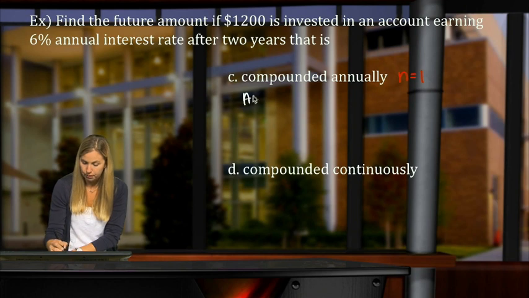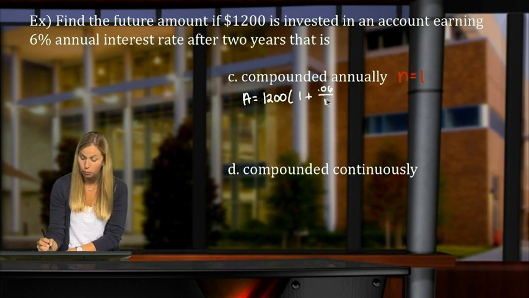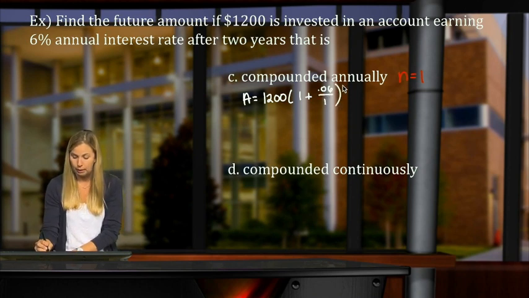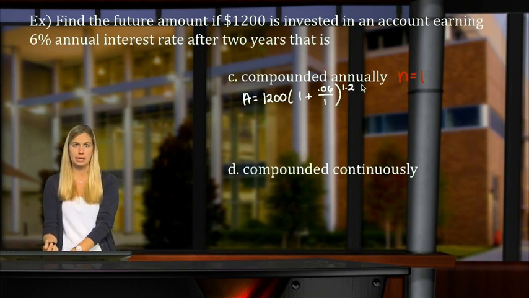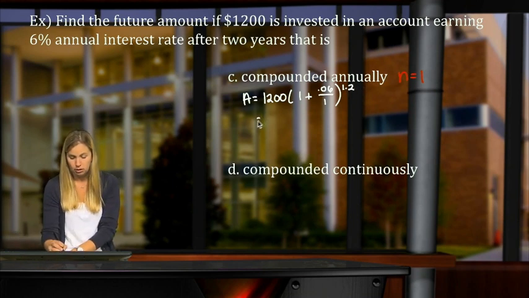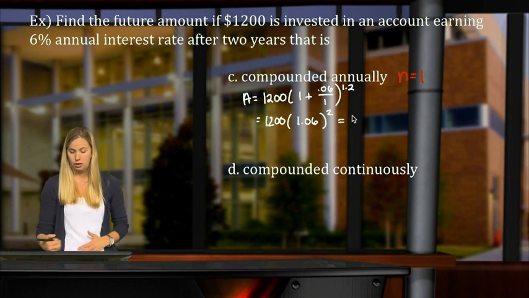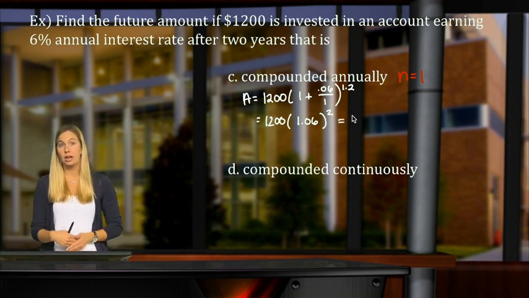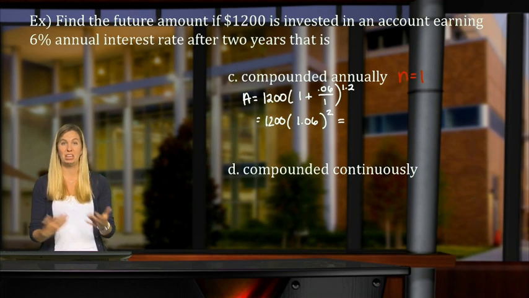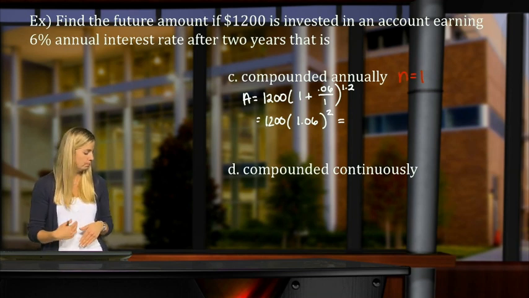Back to our problem, substituting our values, 1200 times 1 plus 0.06 divided by 1, raised to a power of n times t, or 1 times 2. And a lot of this we can simplify. This is going to be 1.06 squared. And when we plug this in, we should also see another decrease because we're compounding even fewer times in this example.